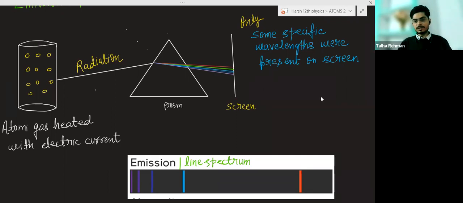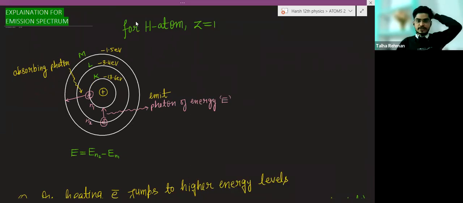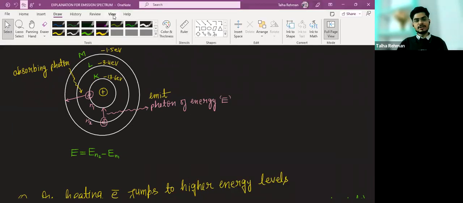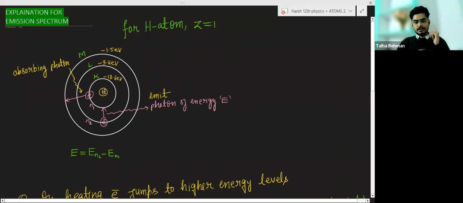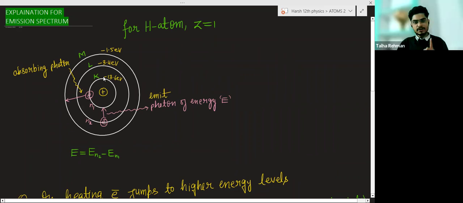I have written the theory here. I told you that in the last class. Nucleus, first energy level, second energy level, third energy level. The energy of each energy level is fixed. So if the electron is moving from first to second, then it will emit a photon of definite energy.